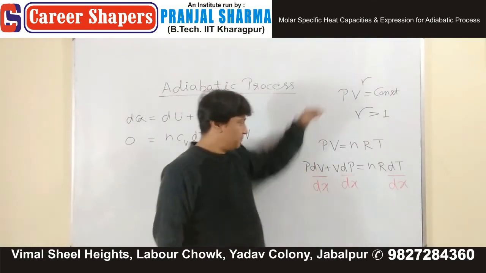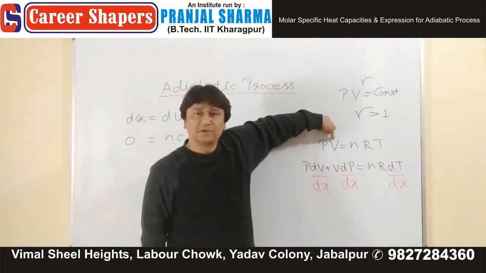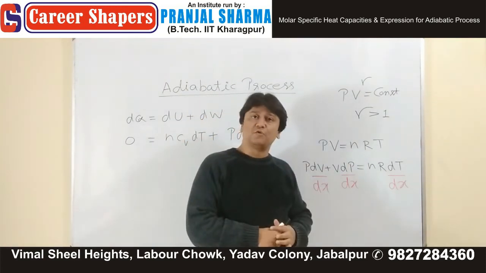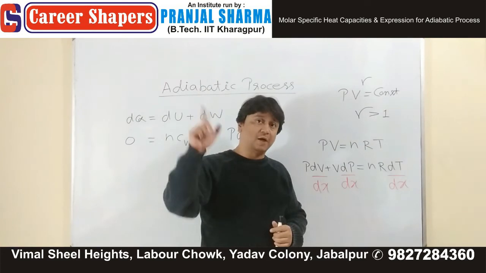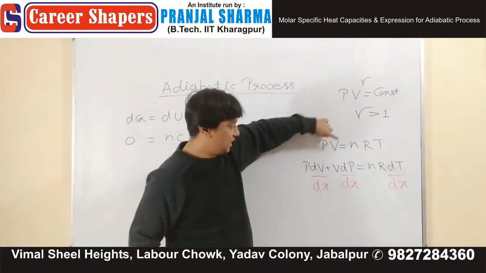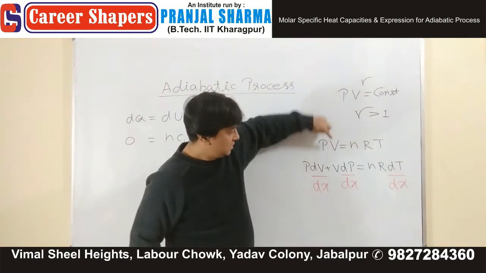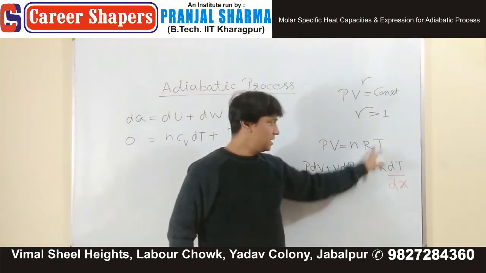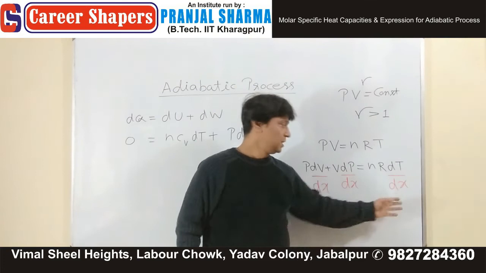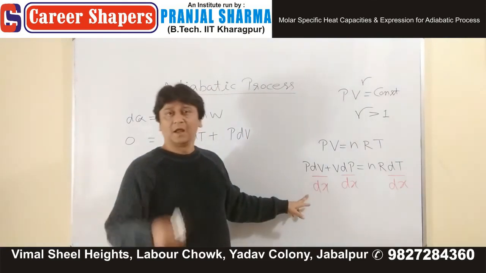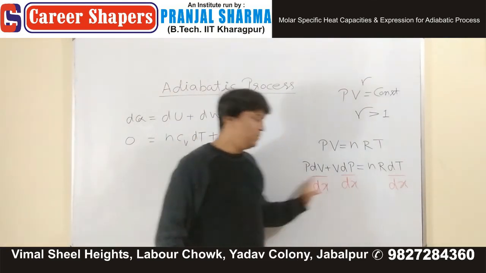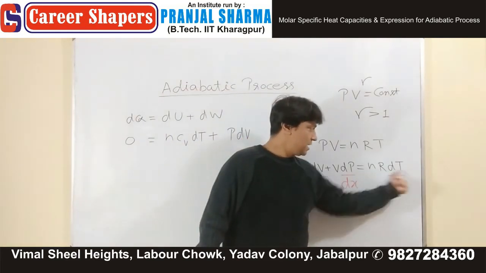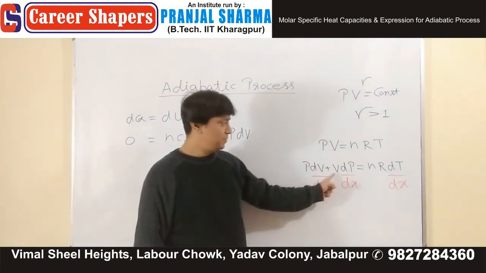So what is the first function, P? Differentiation of V, dV upon dx. Differentiation of V with respect to x is what? dV upon dx. Second function, differentiation of P, dP by dx. nR T dT by dx. dx cancel and you get things in the black. फायदा क्या हुआ? We have got nR dT in terms of P and V.